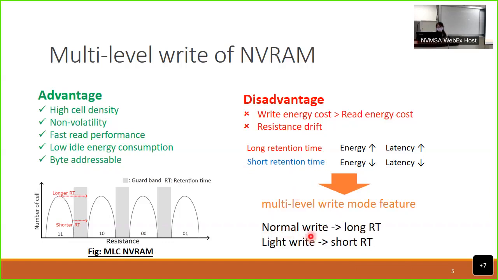First is normal write. The normal write provides longer retention time, but it consumes more energy, and it also causes more program time. The other is light write. Light write can retain data for a much shorter time than the normal write, but it can save energy and also use less time.